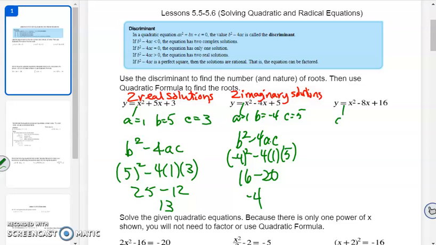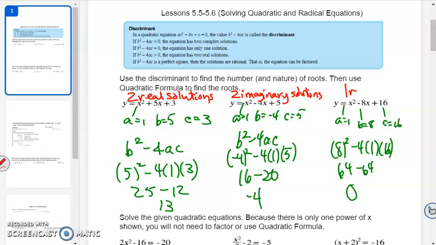Third problem, A is 1, B is negative 8, C is 16. So it's 8 squared minus 4 times 1 times 16. That's 64 minus 64, which is 0. So this one has 1 real solution.